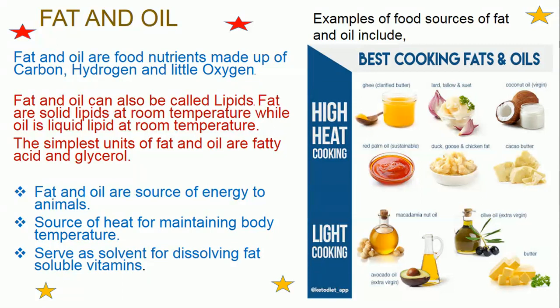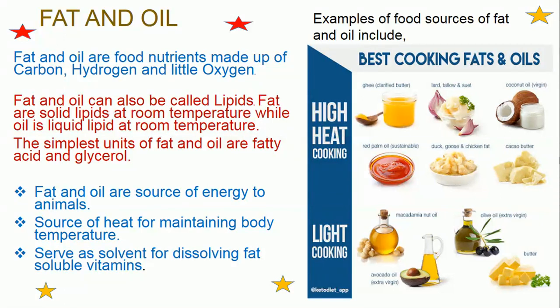So, examples of food sources of fat and oil include oils like coconut oil, olive oil, and the rest. We have red palm oil, yes, our cooking red palm oil. We have fat from animals like duck, goose, and even chicken. We can also have fat like butter. We can have cheese, very rich in fat as well, and we can also have avocado as one food substance that is very rich in fat.